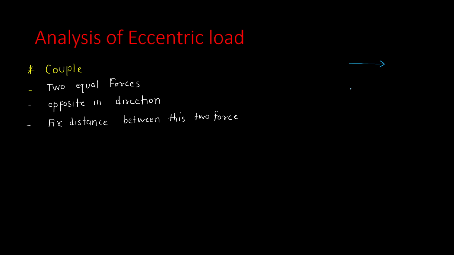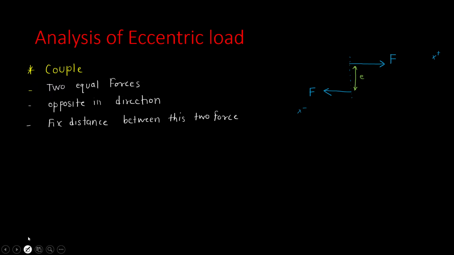As we have seen, there are two forces which are acting. What is the magnitude of both forces? Both forces are of equal magnitude, the same magnitude F. If on the right hand side it is 10 Newton, then this is also 10 Newton. First point is two equal forces. Second point is opposite in direction. You can see the upper force is in the positive x direction and the lower force is in the negative x direction. The third point is there is a fixed distance between these two forces. So there is some distance between these two forces, and this distance is a fixed distance.